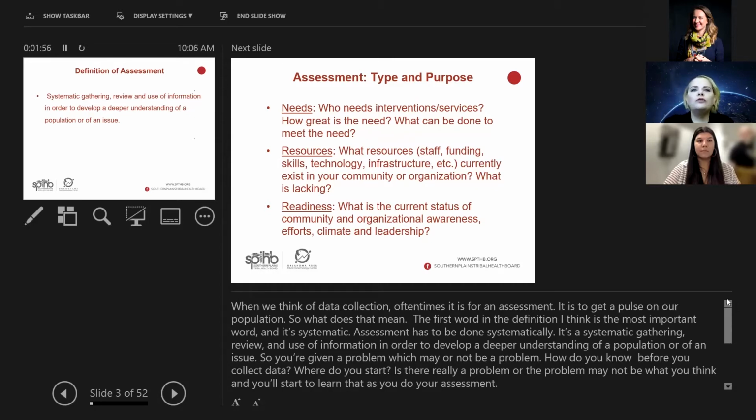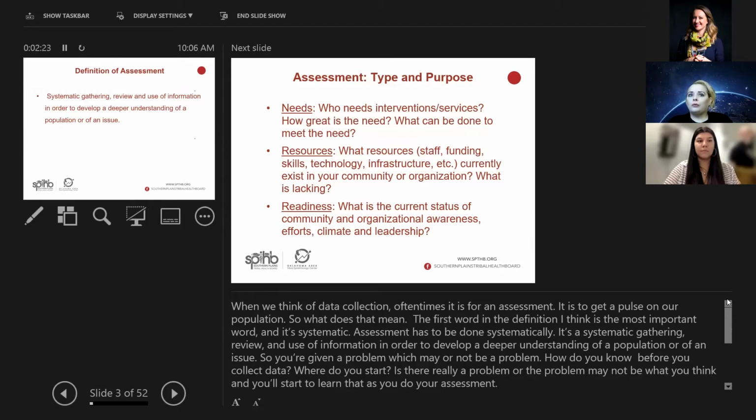Is to get a pulse on our population. So what does that mean? The first word in the definition, I think, is the most important word, and it's systematic. Assessment has to be done systematically. It's a systematic gathering, review, and use of information in order to develop a deeper understanding of a population or of an issue. So you're given a problem, which may or may not be a problem. You don't know until you collect data.